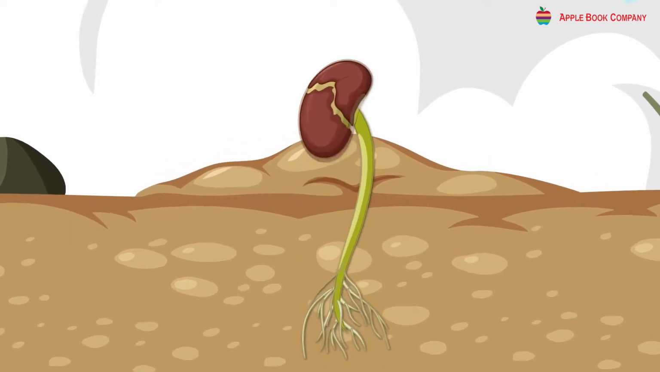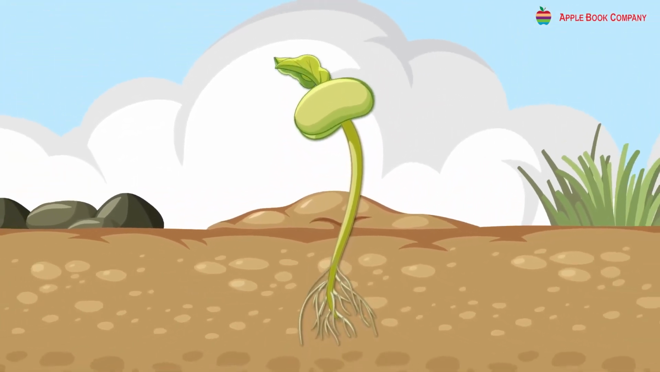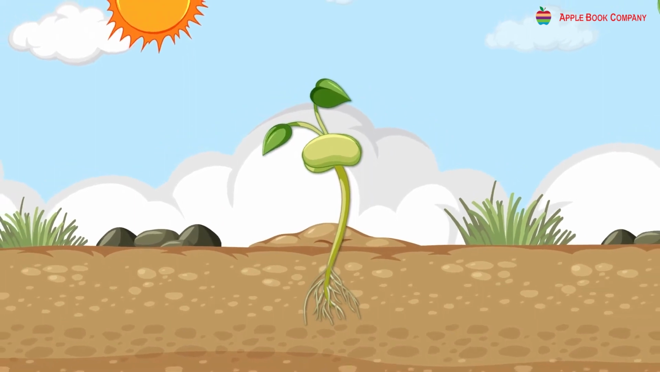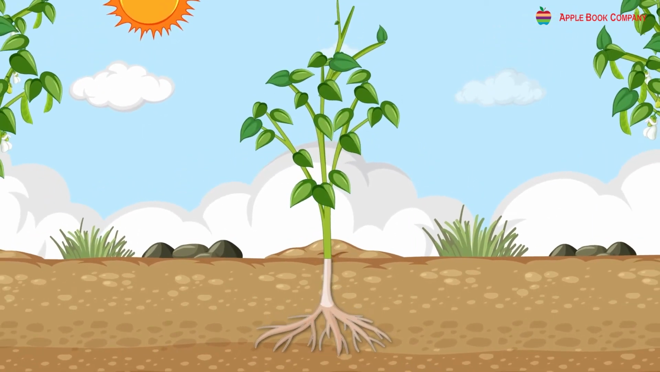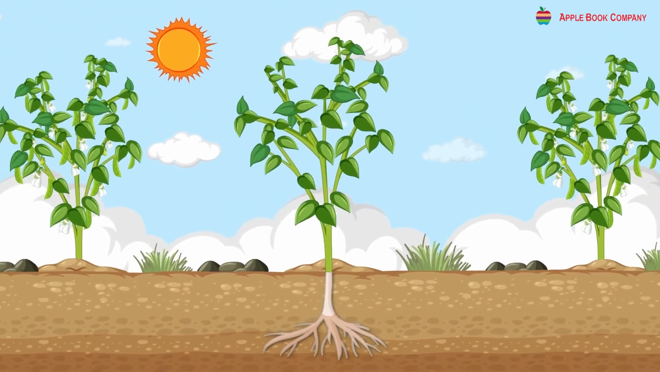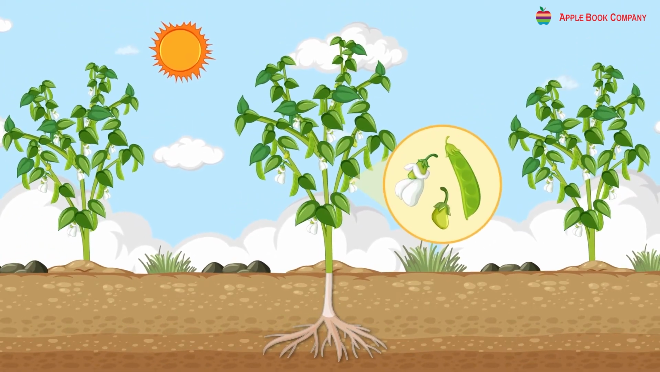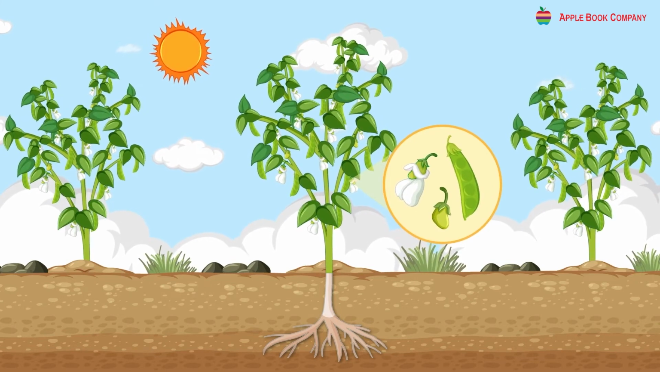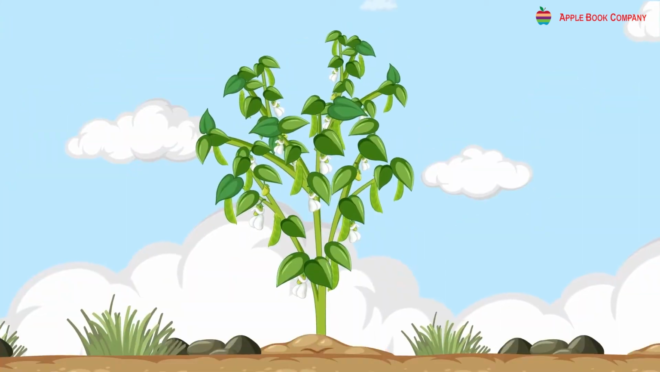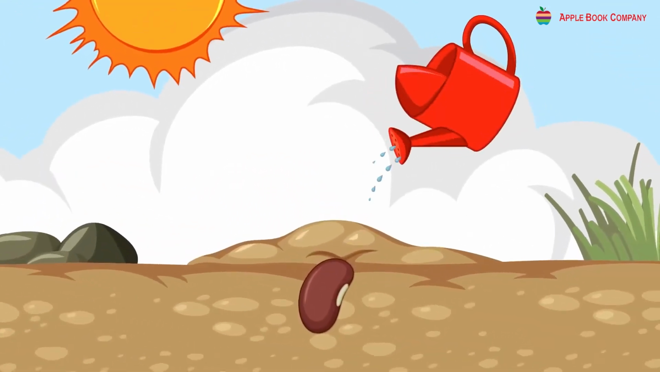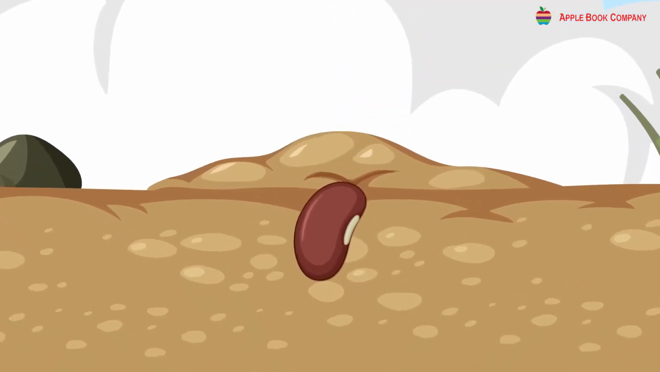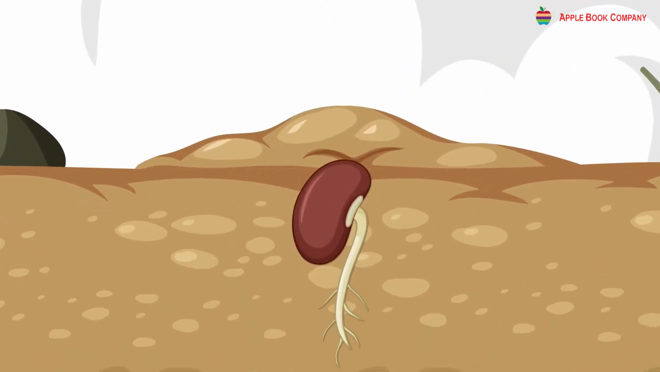It develops and goes deep into the soil. The baby shoot develops and grows towards the sunlight. Slowly, the shoot grows and tiny leaves appear on it. When the leaves grow, they begin to prepare their own food. The new plant produces flowers which grow into fruits. Fruits comprise seeds. Under suitable conditions of air, water, and warmth, these seeds germinate and grow into new plants. In this way, the cycle of reproduction goes on.